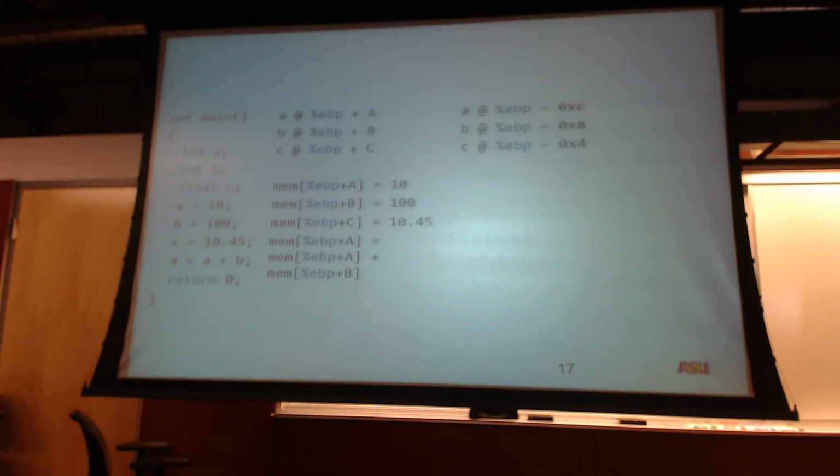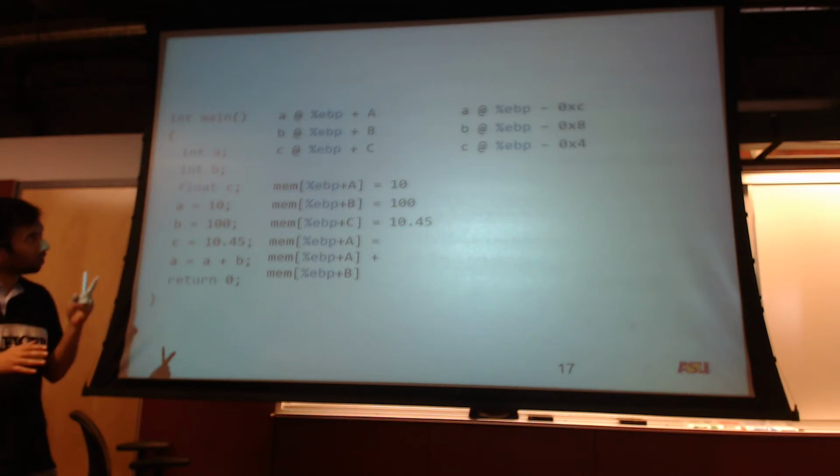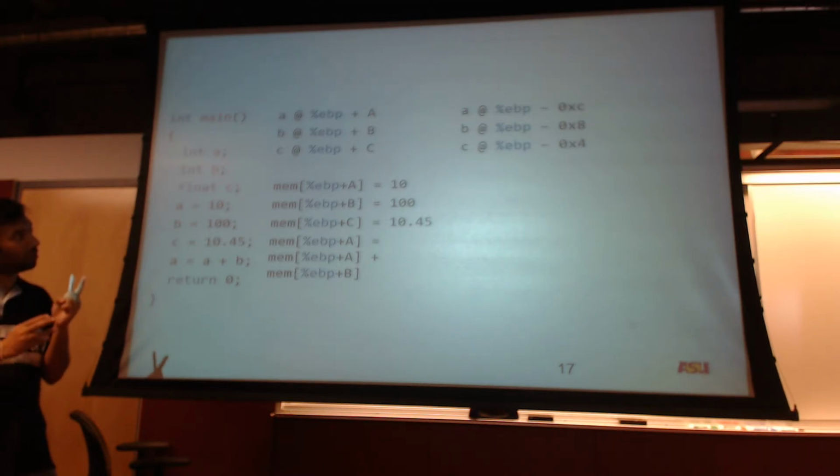So confusing. What does push do? Push decrements first and then puts it in, right? That is what push does. So if we want to put A in, then we decrement the stack, so the stack becomes EBP minus C. Put A in there. We decrement the stack, it becomes EBP minus 8. We put B in there. We decrement the stack again, it becomes EBP minus 4.